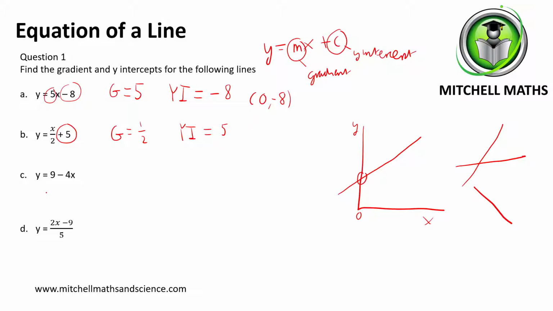Let's have a look at C. y equals 9 minus 4x. The number and x have been written in a different order, but it's still the same thing because it doesn't matter which order you write them in. The number before the x is always the gradient, and the number on its own is always the y-intercept, as long as it's just y equals. Therefore, the gradient in this case is minus 4. Don't forget to put the sign, it is very, very important. And the y-intercept is 9.